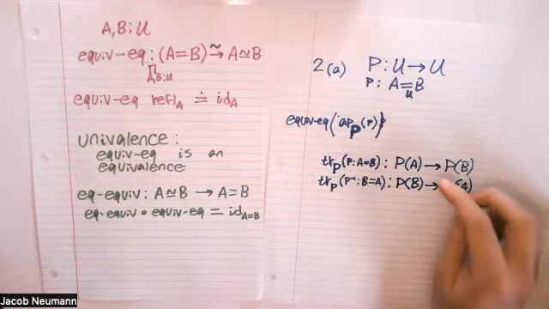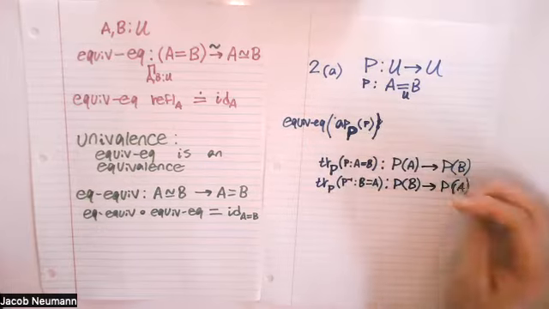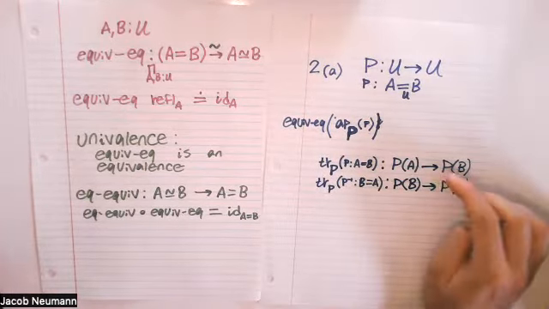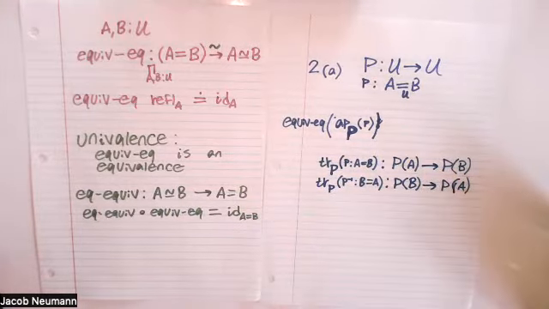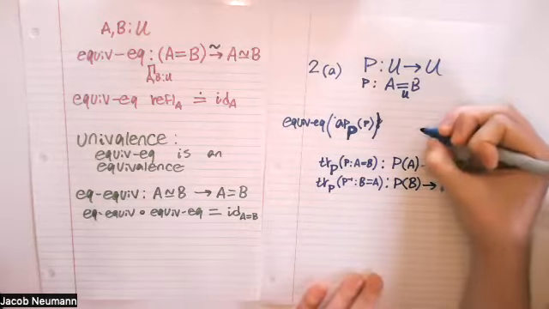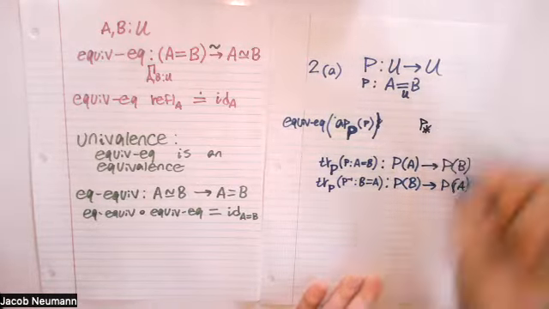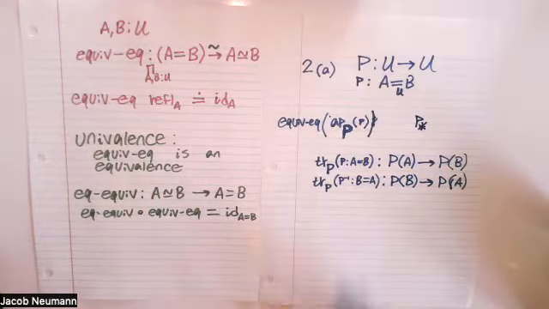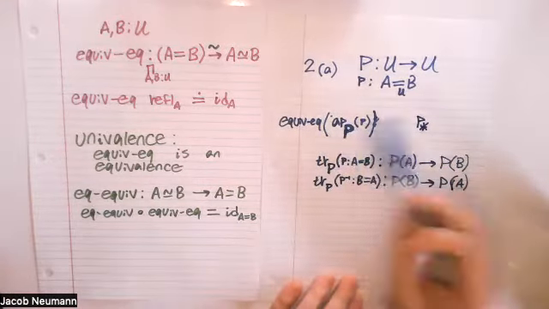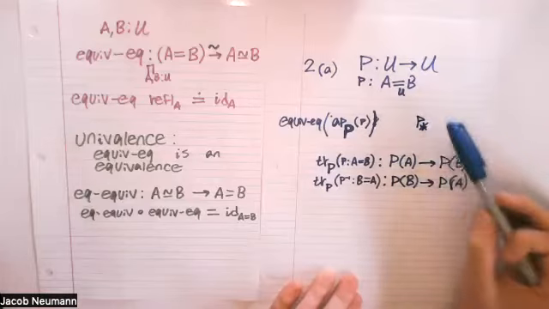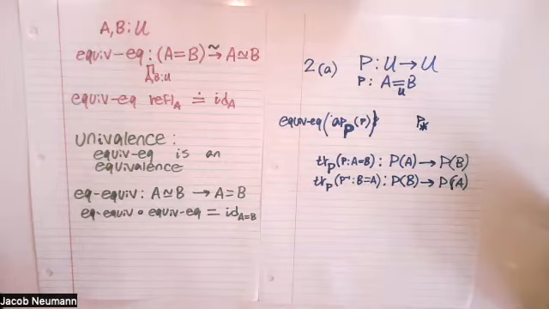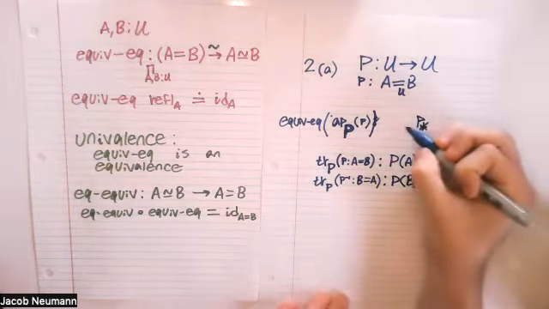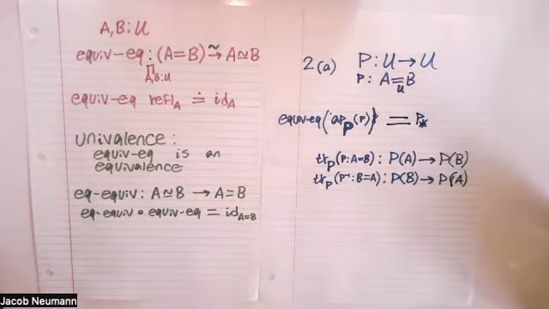And so you can check that the compositions of these two are going to end up being the identity functions on P of A and P of B. And so this is an equivalence between P of A and P of B. And so we're going to call that equivalence little p star. So this term I've written here is an equivalence between P of A and P of B. And this here, this p star I've constructed using these transports is also an equivalence between P of A and P of B. And so the problem 2a asks us to identify those.